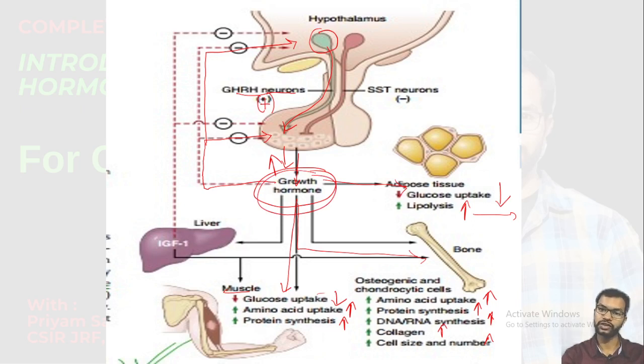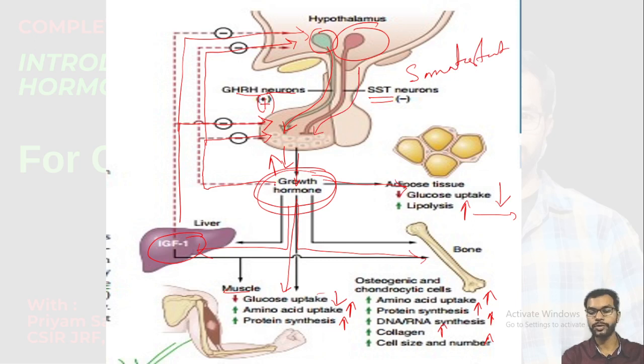From the hypothalamus growth hormone releasing hormone is secreted, so excessive growth hormone will tell the hypothalamus to stop the release of GHRH. Similarly, growth hormone acts on the liver, and the liver secretes IGF-1, insulin-like growth factor 1. That will also act on the anterior pituitary to stop the secretion of growth hormone and also send a message to the hypothalamus to stop the secretion of GHRH. Then from the hypothalamus also somatostatin is secreted. This somatostatin also acts on the anterior pituitary to stop the secretion of growth hormone.